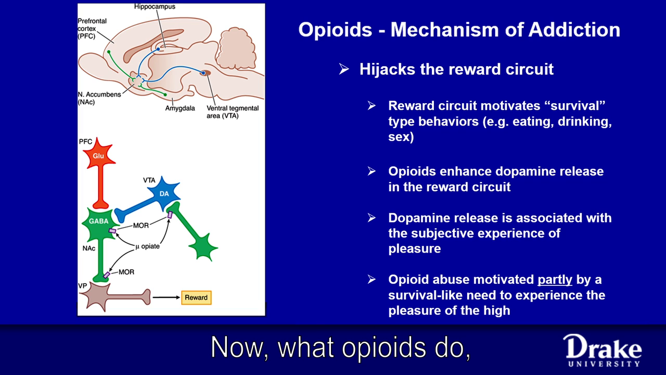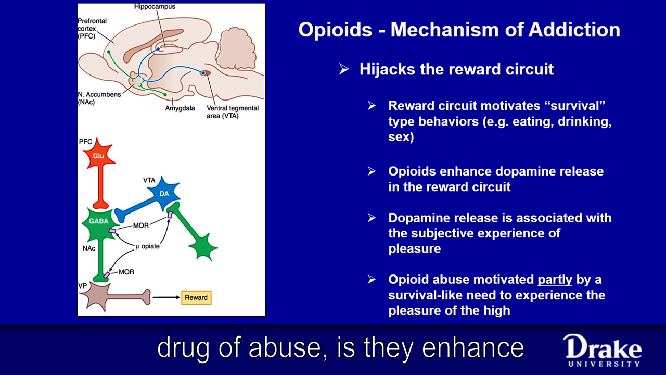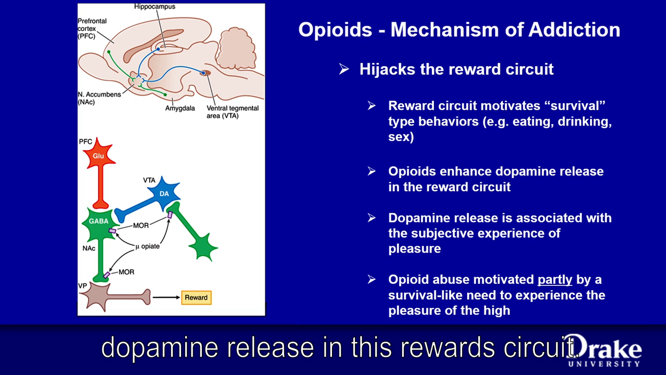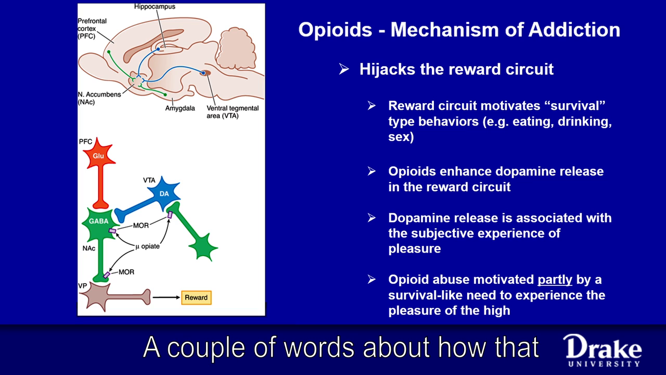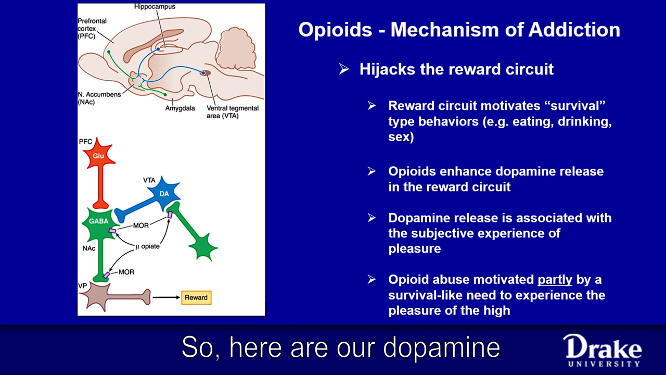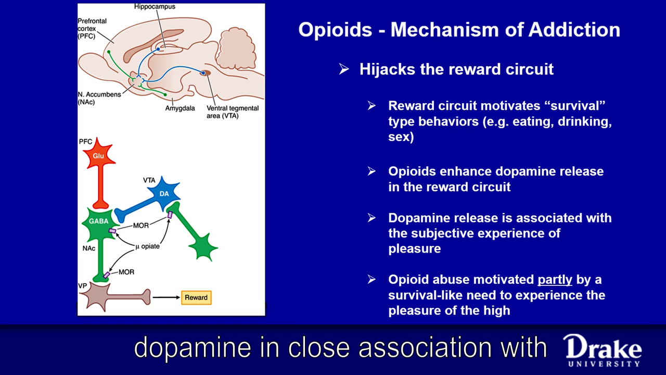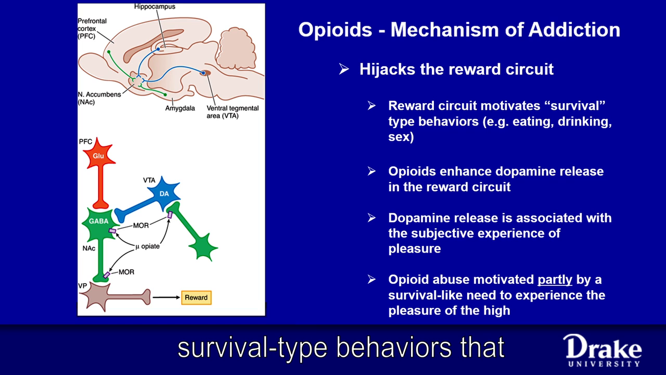Now, what opioids do, and this is true really of every drug of abuse, is they enhance dopamine release in this reward circuit. A couple of words about how that works mechanistically. So here are our dopamine neurons that fire and release dopamine in close association with survival type behaviors that are pleasurable.